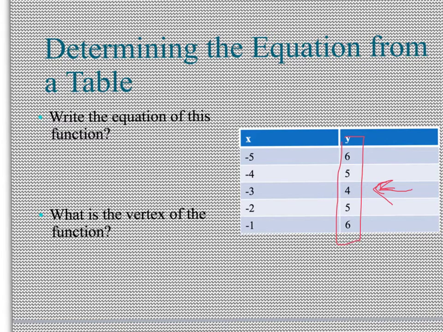Above the 4 and below the 4 are the exact same numbers, and it's going in the same order away from 4. Above 4 I've got 5 and 6, and below I've got 5 and 6. That pattern is how you can tell you're dealing with the vertex right here. So I've just identified that the vertex is -3, 4.